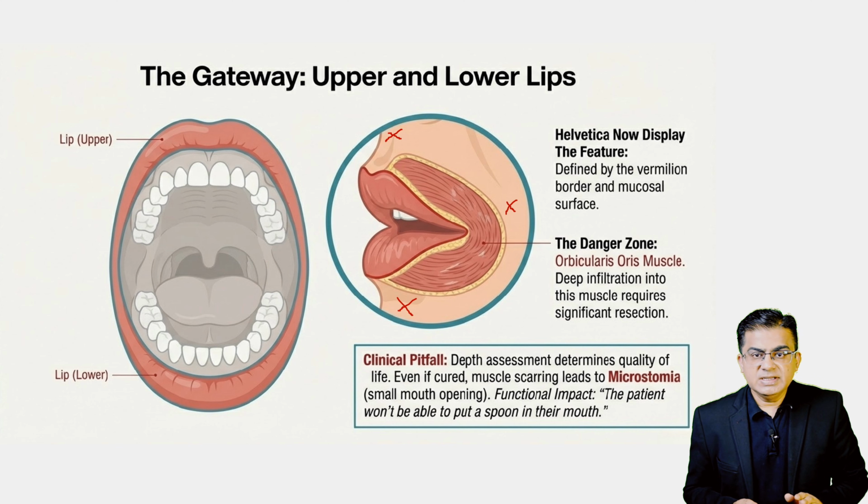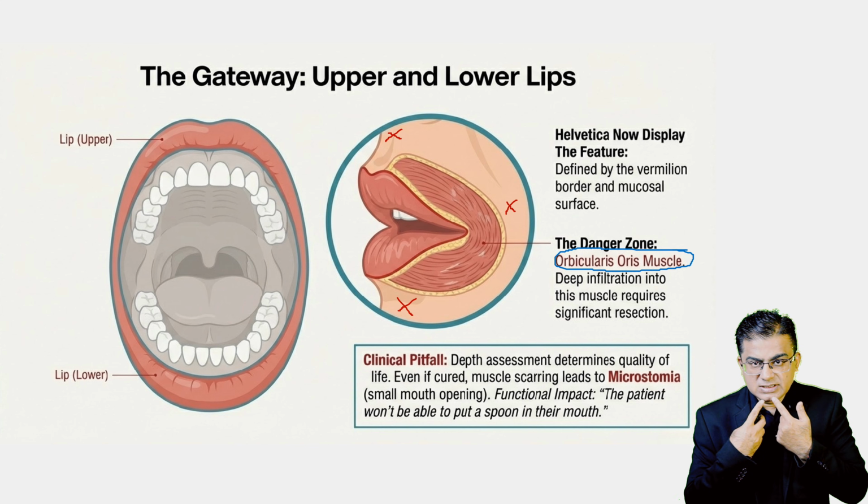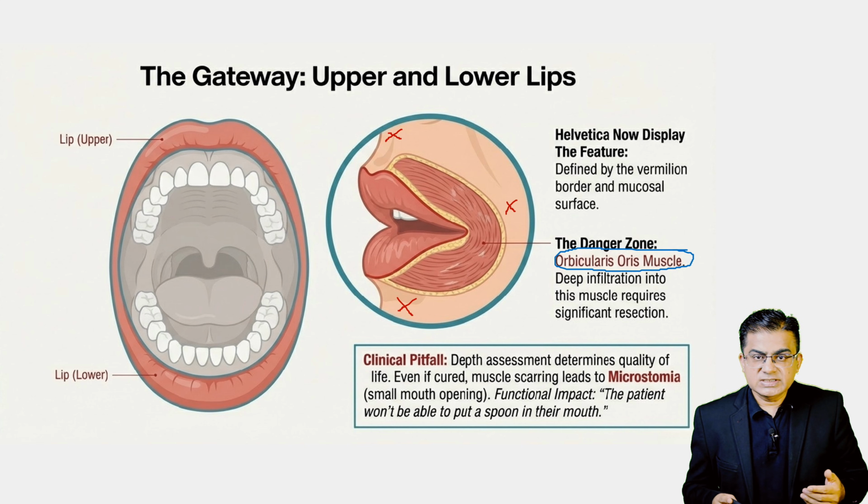The critical structure here is the muscle, orbicularis oris. Why does this matter to oncologists? If a cancer infiltrates deep into this muscle, even if you cure the patient with surgery, the scarring causes microstomia. Microstomia is a small and inadequate mouth opening. Think about the functional impact of microstomia. If you damage this muscle too much, the patient won't be able to put a spoon in his mouth. So, depth assessment here is literally a quality of life decision.